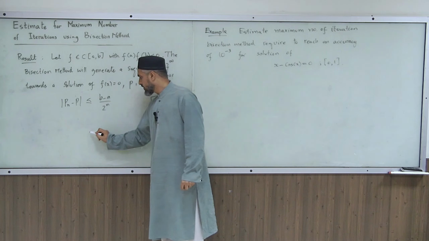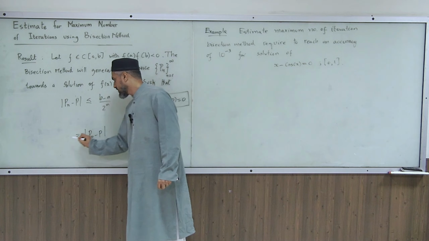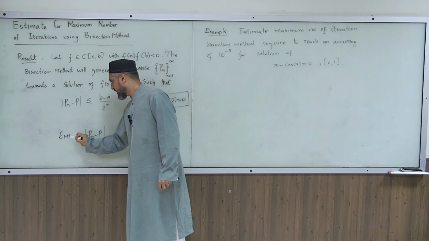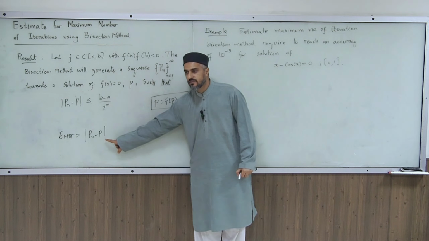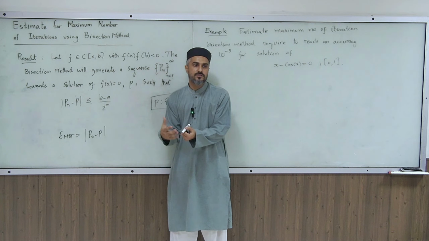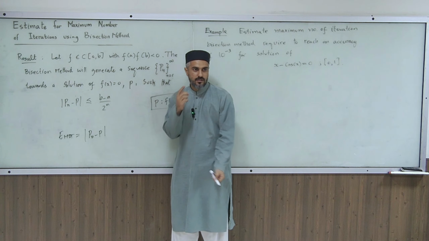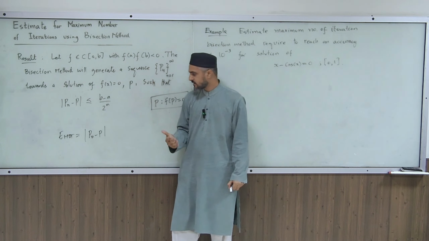So can I call this p_n minus p the error? It's also an error, no? If p is the exact value and p_n is the approximation, then obviously the difference between the two is the error, or deviation from p. It is the deviation from p.